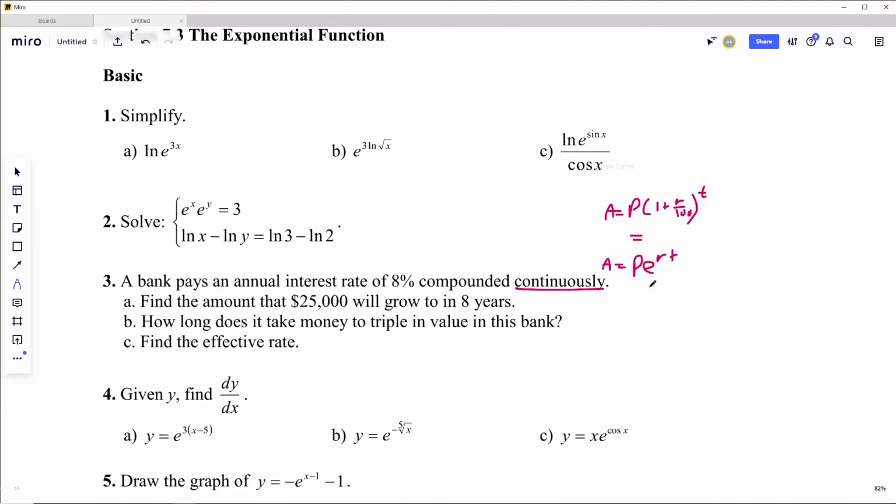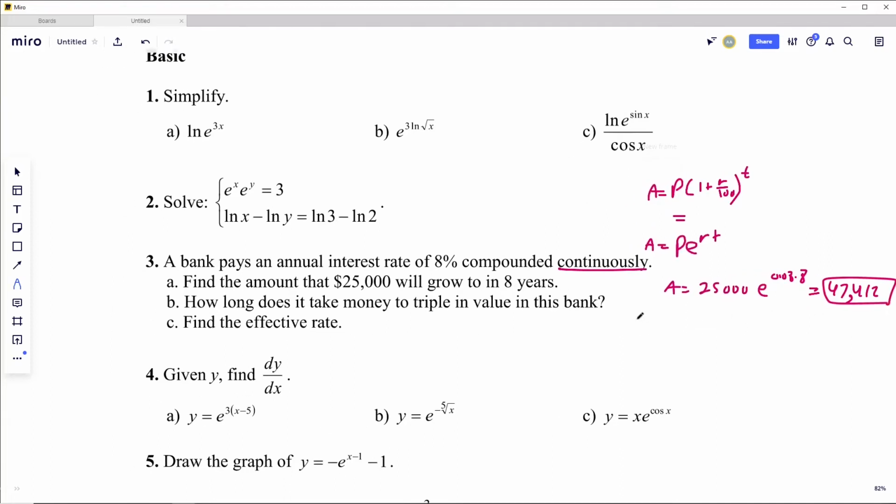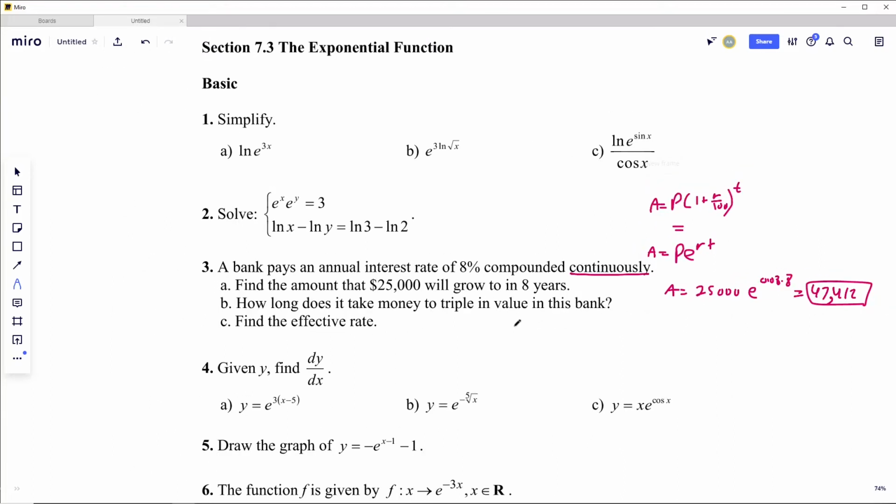These are equal. So yeah, A, find the amount. So A equals, we're going to be using, of course, this one. So A equals P, which is 25,000, times e to the power of 0.08 times t, which is 8. Yeah. If you do this, you're going to get around 47,412, I believe. Anyways, it's math, so one number off, it doesn't matter. It's just plugging in numbers. How long does it take?